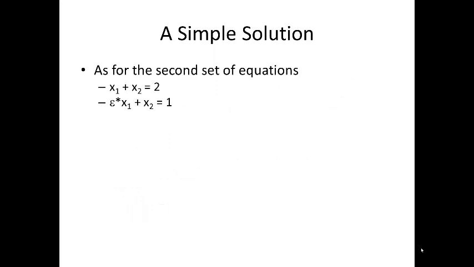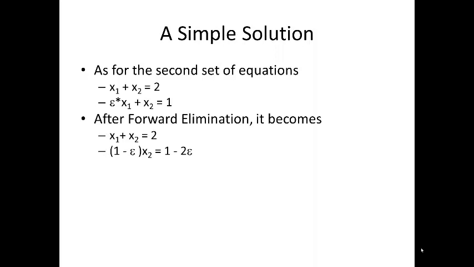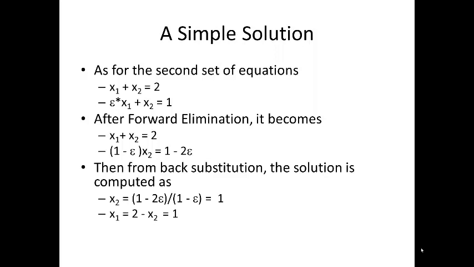As for the second set of equations, we have x1 plus x2 is equal to 2, and epsilon x1 plus x2 is equal to 1. After forward elimination, this becomes x1 plus x2 is equal to 2, 1 minus epsilon times x2 is equal to 1 minus 2 epsilon. Then, from the back substitution, the solution can be computed as x2 is equal to 1 minus 2 epsilon divided by 1 minus epsilon, equals 1, and x1 is equal to 2 minus x2, so 2 minus 1 is equal to 1. Notice that we do not have to rearrange equations in these systems. It's only necessary to select a different pivot row.